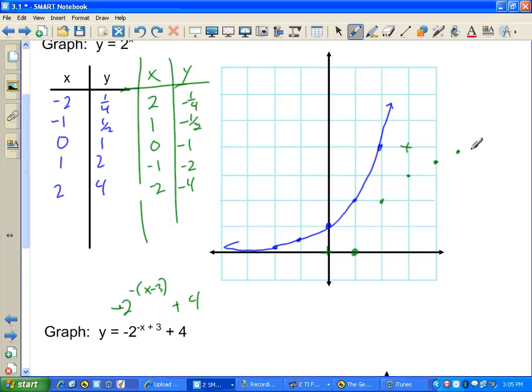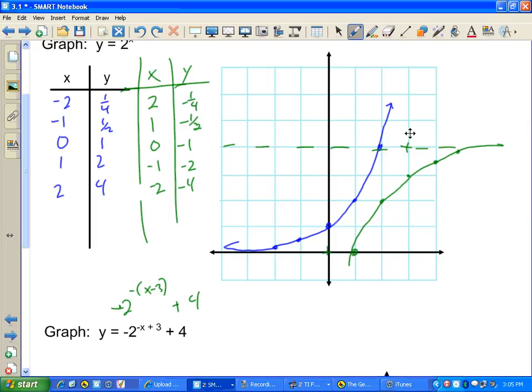Okay, so it kind of ends up looking like a log function, right? Because if you think about it, my horizontal asymptote has moved up 4 spots, so this is my horizontal asymptote now. So I know I'm going to be approaching that as we come this way.